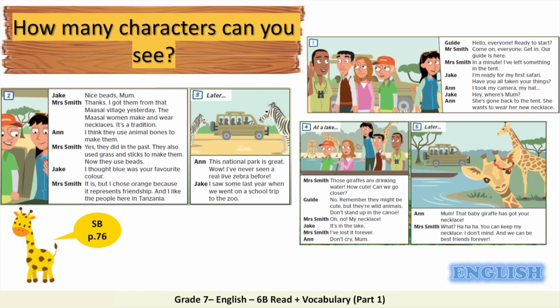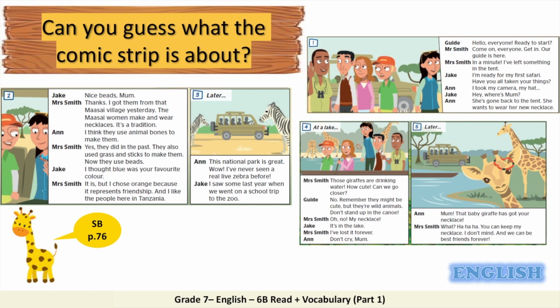Well, who are the characters in the comic strip? Awesome. You can find all the characters in this one picture. As for the names, they are easy to find in the text since the names of the characters are written in the dialogue. For example, we have Jake, Anne, Mrs. Smith, Mr. Smith, and the guide who does not have a name and is simply called the guide in the text. Now, can you guess what the comic strip is about?